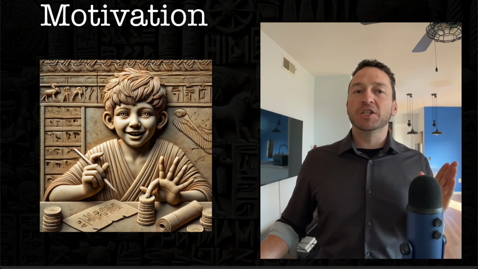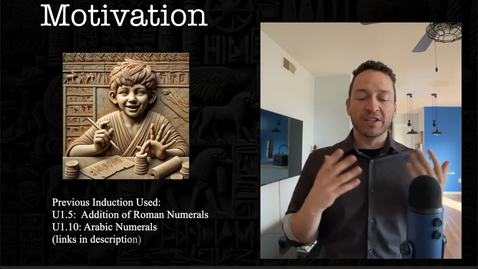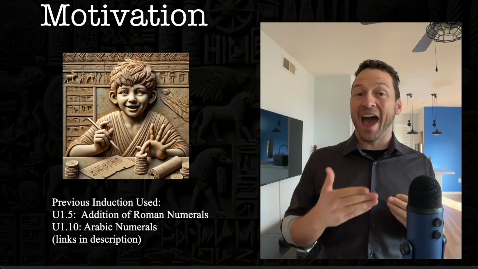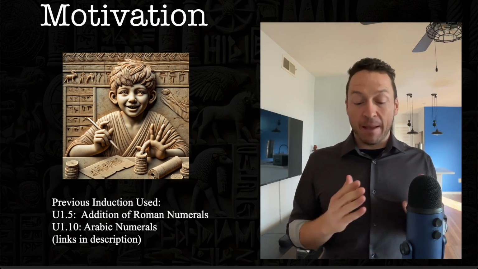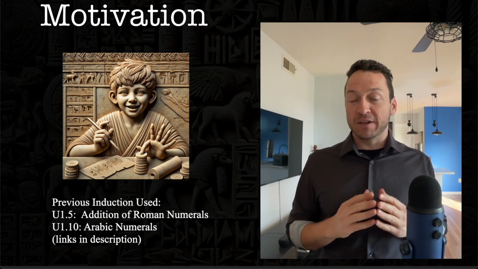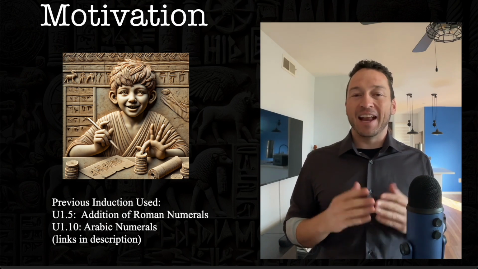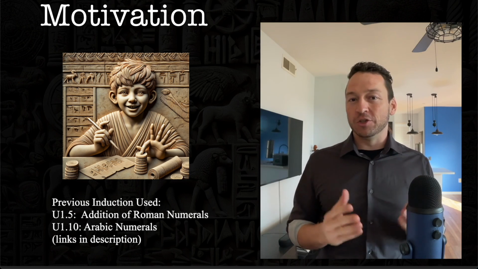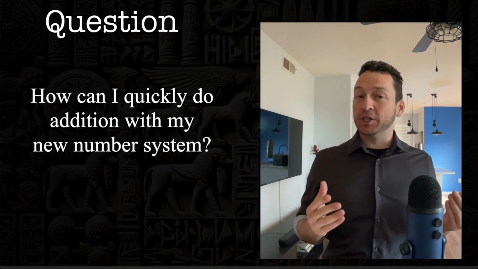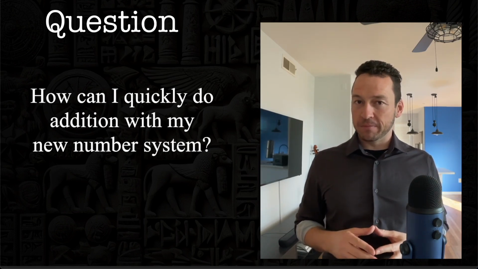But what Algamesh does not know is whether his new system is able to add, subtract, multiply, and divide. These are methods that are absolutely critical for everyday mathematical applications, and he needs to be able to figure out these applications in his new number system. This leads Algamesh to the following question. How can I quickly do addition with my new number system?